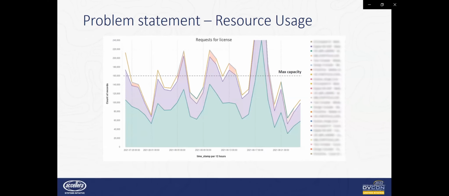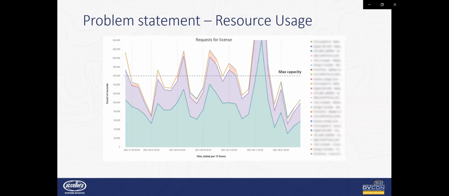The first problem is described in this graph. The graph shows requests for a license in our company for a month. This horizontal line indicates the maximum capacity of a license with purple color. It shows that the number of requests for licenses are not uniform but concentrated on just a few days. In other words, resources are idle for some days, but very busy for the other days.